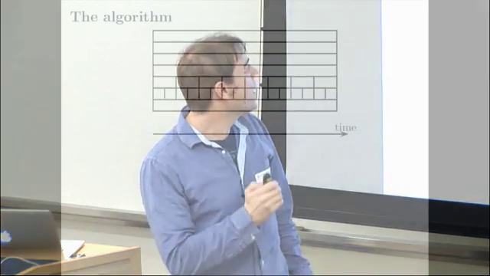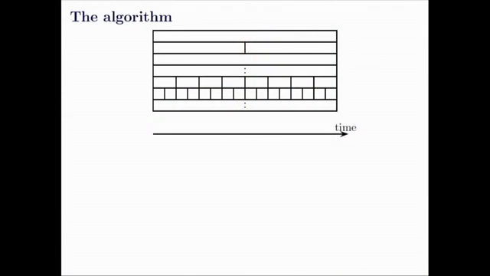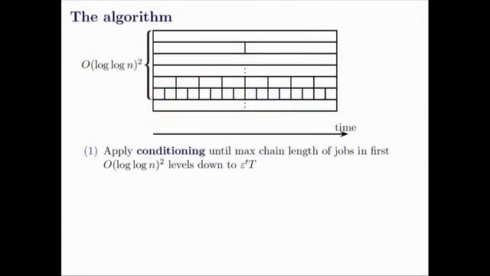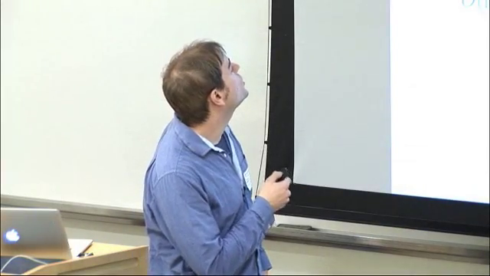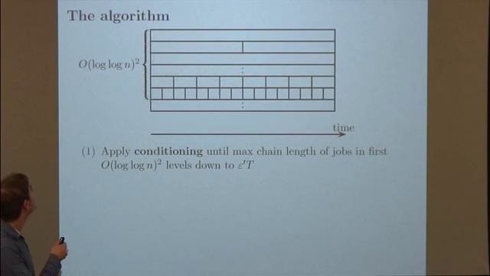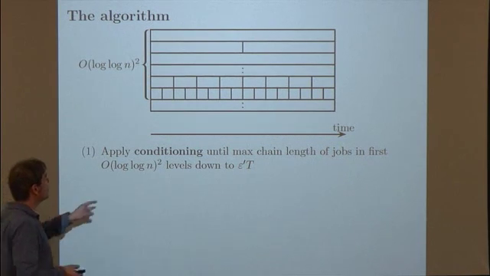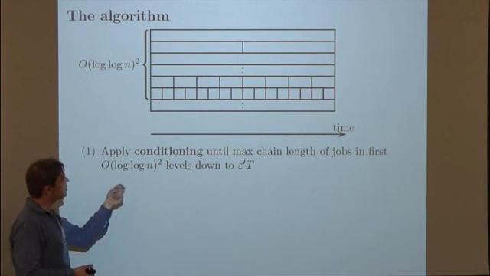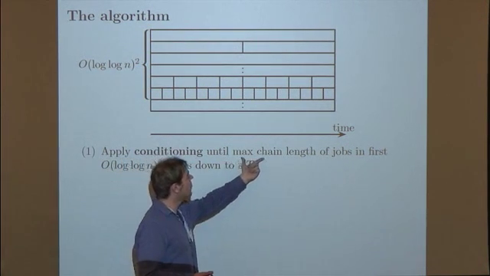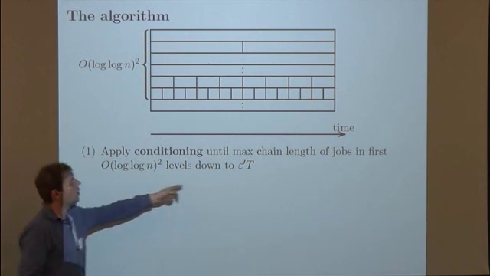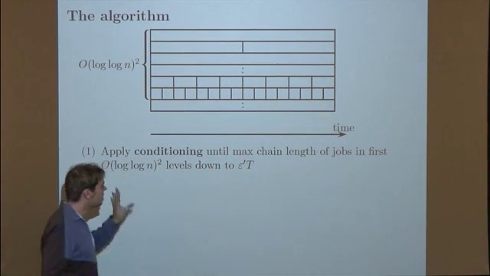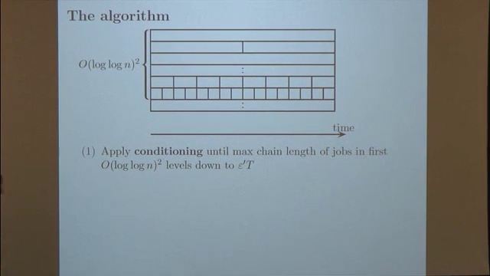Good. Now this is the actual algorithm. This is the overview of the actual algorithm. In the first step, we do the following. We look at the first, let's say, log n square many of those levels, and we massage the Lasserre vector by conditioning on certain events. We will get that the maximum chain of jobs that are assigned to those levels is small. I will explain this a little more on the next slide. Let's take this as given for now.